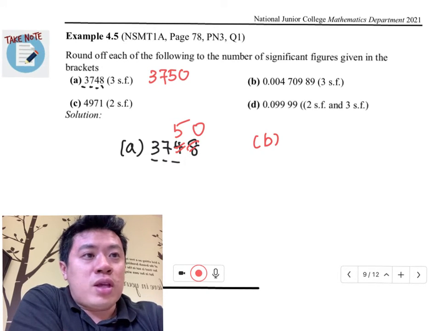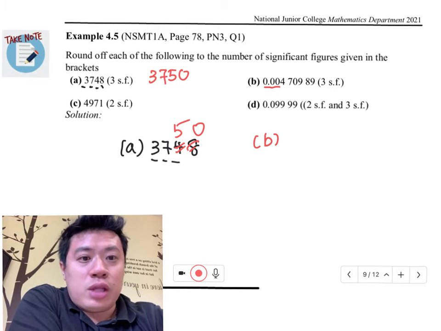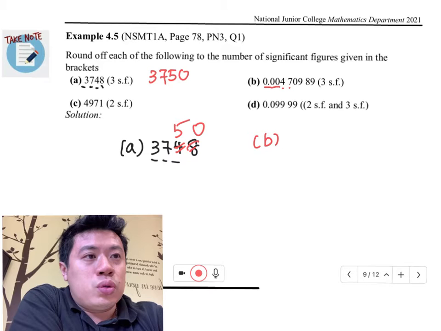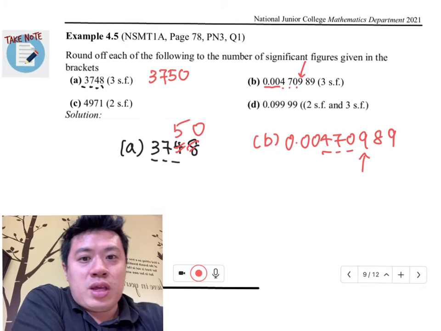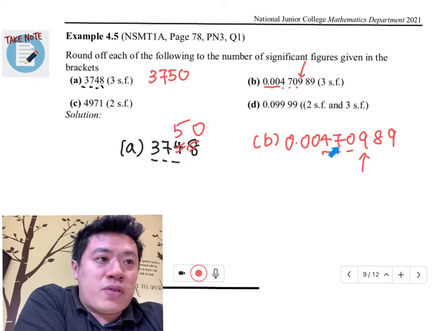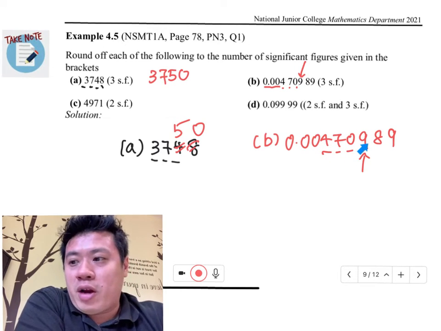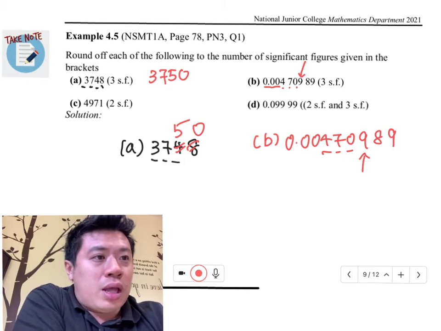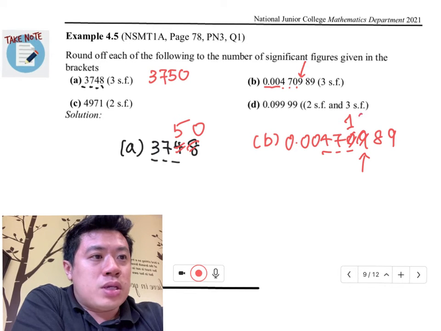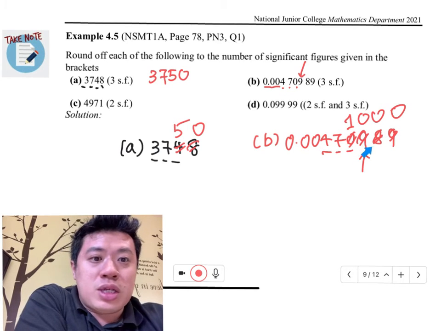And for B, 0.04709 and so on, again we're rounding off to 3 sig fig. Remember, the zeros at the front are not significant. So 1, 2, 3. We look at the fourth significant figure. I fix the first 3, and I look at the fourth one. It is more than 5, so I'm going to round up. This will become a 1, this becomes a 0, and similarly all of these will become 0. So I just have to look at the biggest digit here.